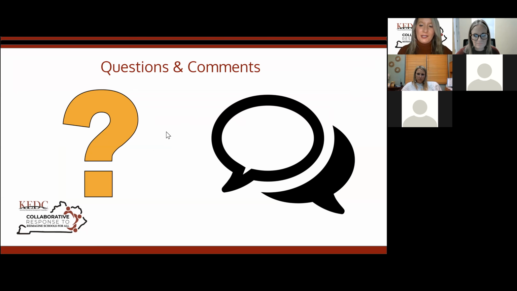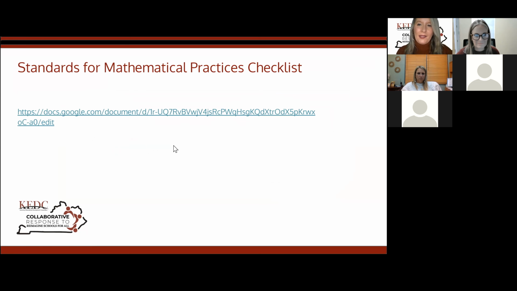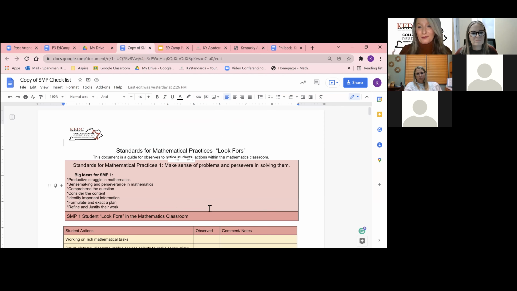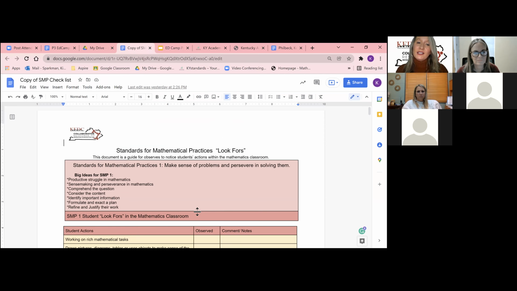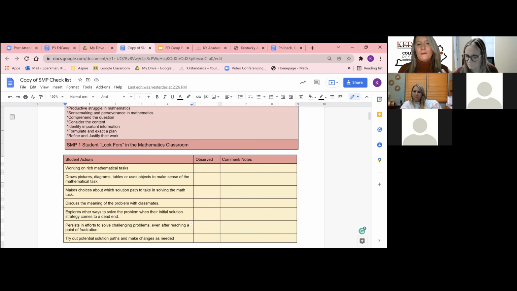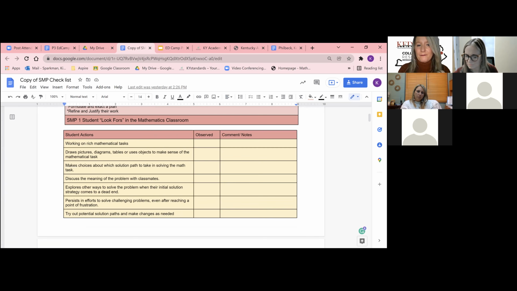So while you do that, I'm going to tell you about the next slide. I have in here just a document, and I'm going to share with you, as if I am an observer, some of the look fors. I kind of condensed the big version that our state gives us, and these are just look fors. It gives us our big idea for our math practices, and then what do we see our students doing, and how do we observe that?